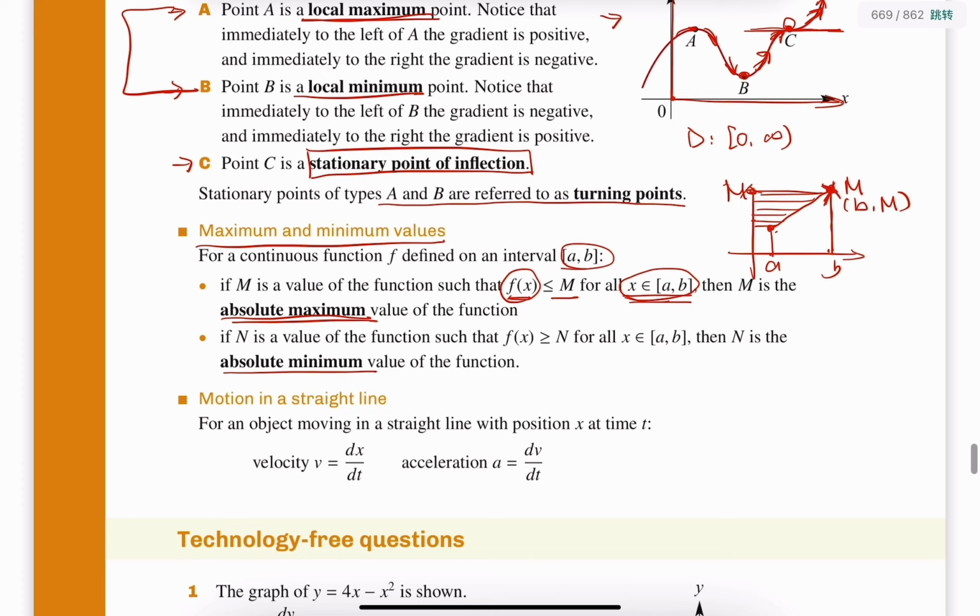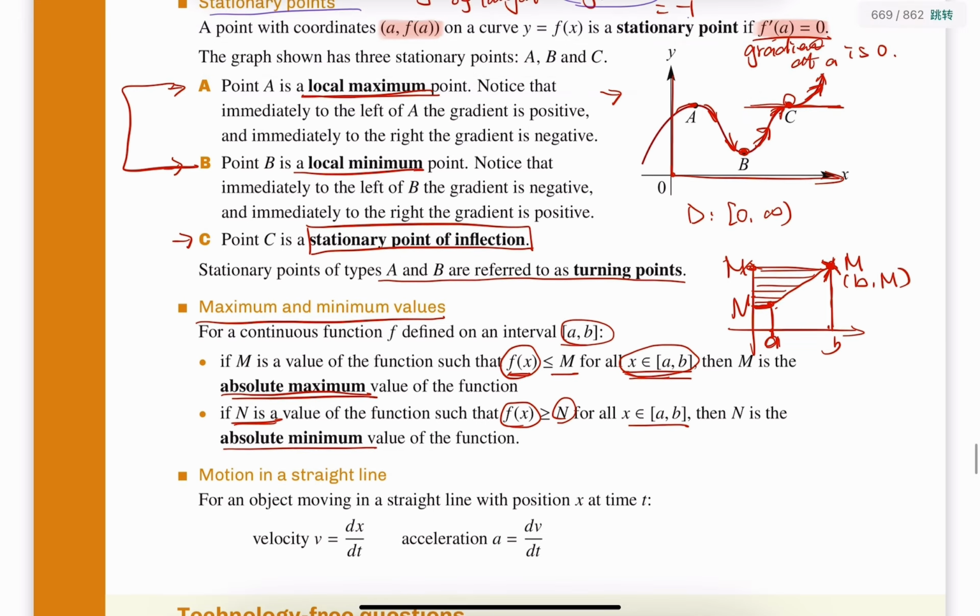And same for n, point n. n is a value such that all the values from a to b are larger than n. So it should be this point, which corresponds to a. So we have this point n, and this represents the absolute minimum of the function. So the difference of local min/max and absolute min/max depends on the domain you choose.